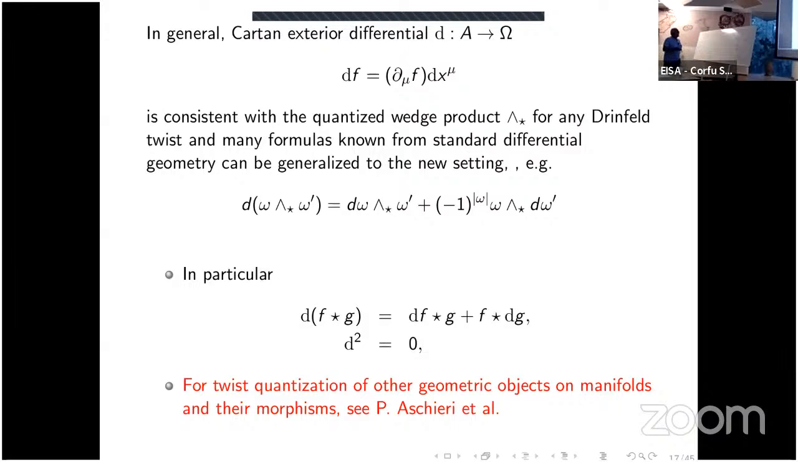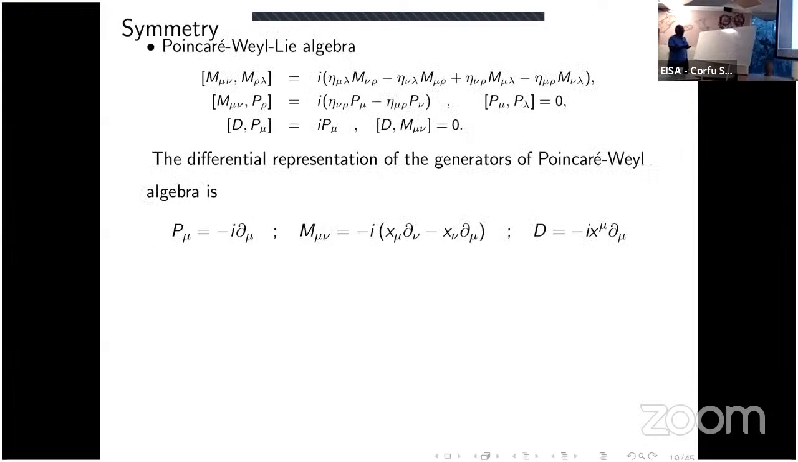But for twist quantization of other geometric objects or manifolds, and even not only the objects like differential calculus, vector fields, and so on, the expert is Paolo, and he wrote a lot of papers in which he developed a lot of tools and techniques, which were used in our paper for the more particular case. And this case is the Poincaré algebra, which differs only by adding one non-central generator, the dilation.